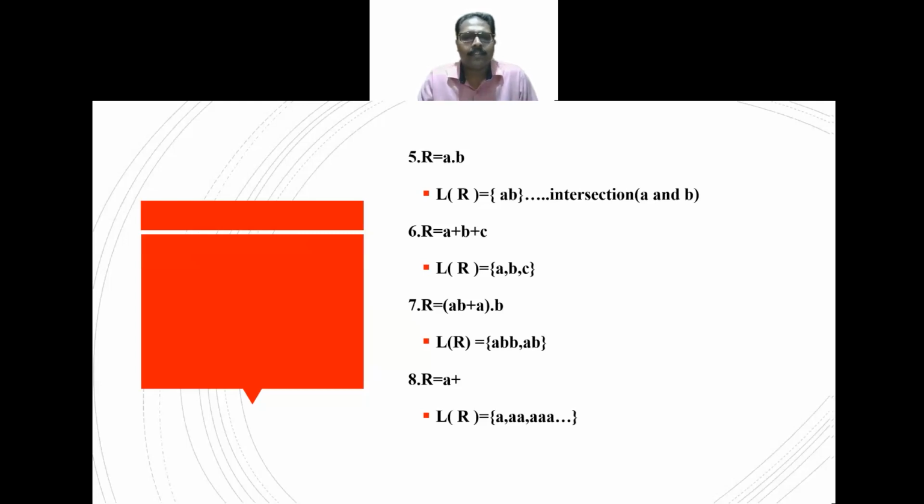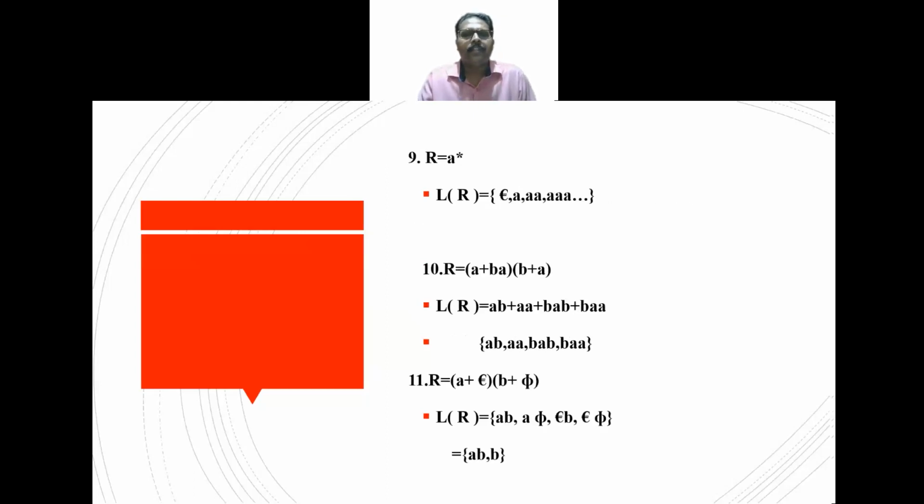Consider the eighth example, R equal to A plus, the closure of A. Lean plus of A is represented as one or more occurrences of A. Then the next one, R is equal to A star. We already know the lean star of A is zero or more occurrences of A. Then move to the tenth example, regular expression R is equal to (A plus B)A into (B plus A).